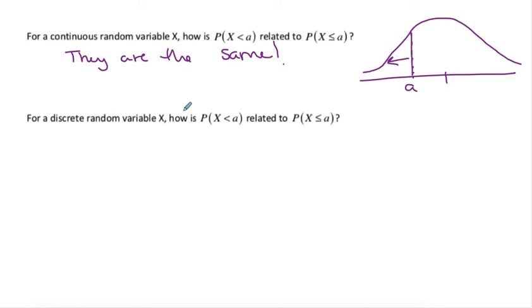When we do a discrete random variable, the probability of x being less than a relating to x less than or equal to a, they are different.